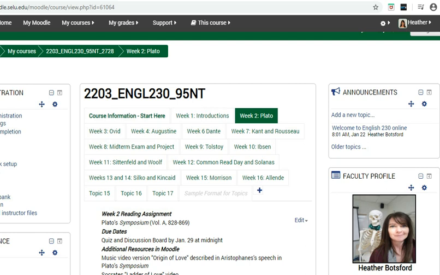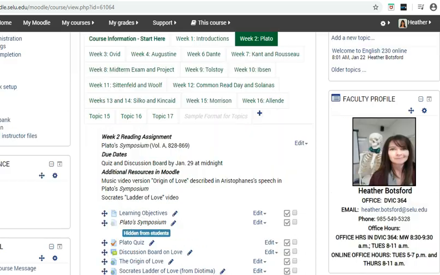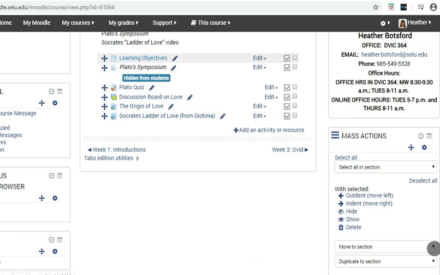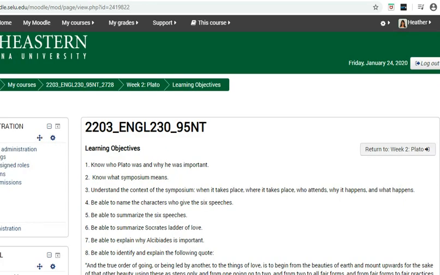Today I was going to talk about the learning objectives that I posted in Moodle for the week 2 reading assignment. That's Plato's Symposium. So you can see right now I'm in Moodle. If you scroll down inside of Moodle on this page, you'll see the learning objectives listed here. This is a page.